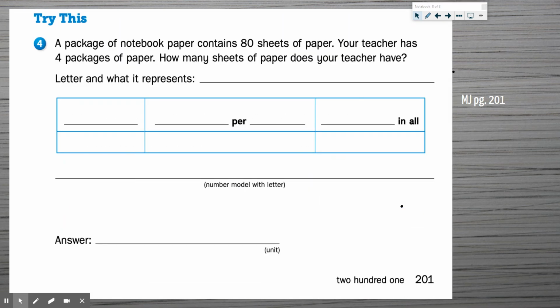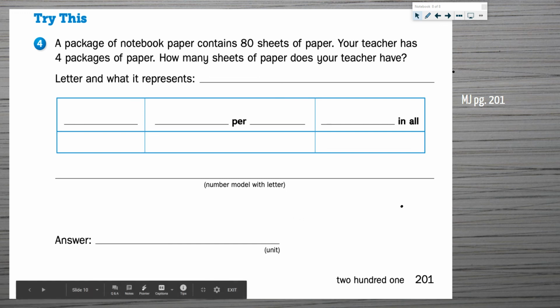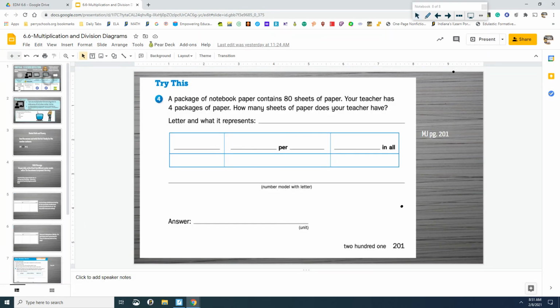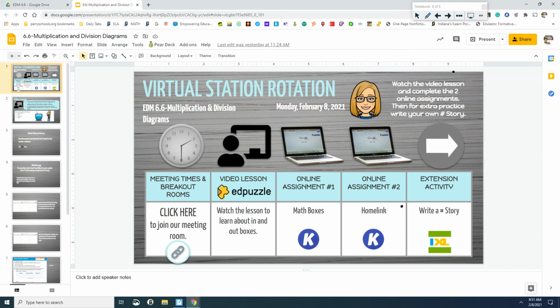Okay. I want you to try to solve this one on your own. And then when you are done with that, you will have your math boxes to work on, and then your home link, and then you will be writing a number story.